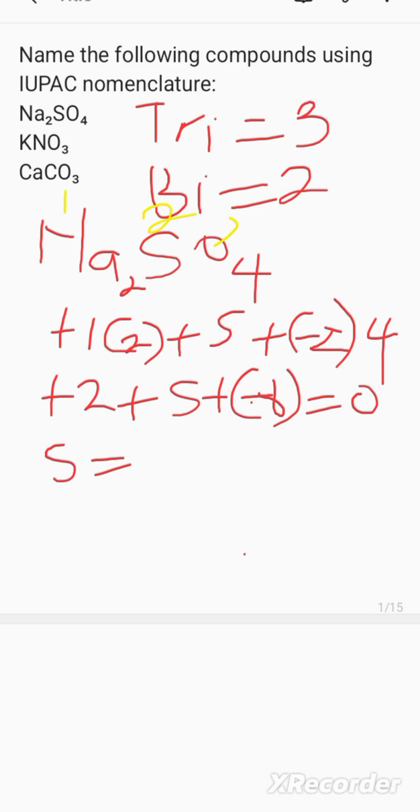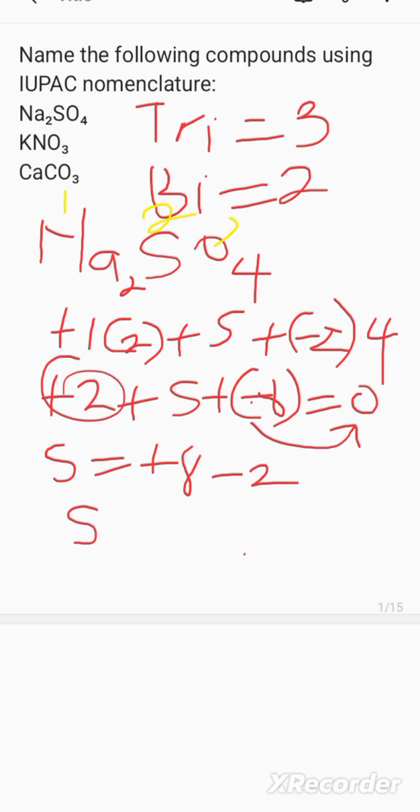So make X the subject of the formula. You are going to have X equals +8 minus 2. When the +2 comes to this side, it changes to -2, and the -8 comes to this side as +8. So the oxidation state of sulfur now is going to be +6. After this, the next thing you have to do is name the compound.